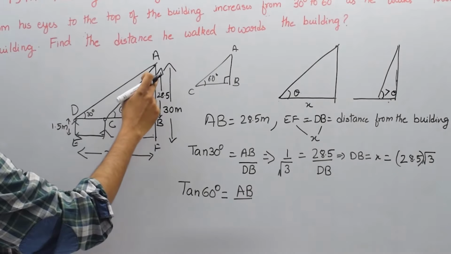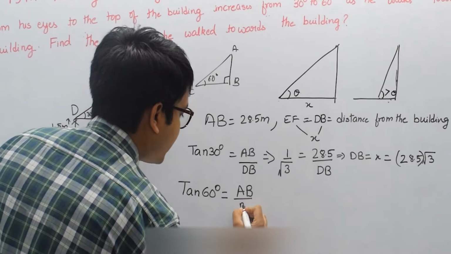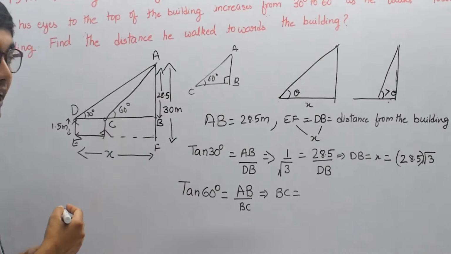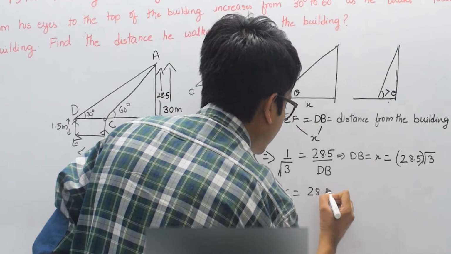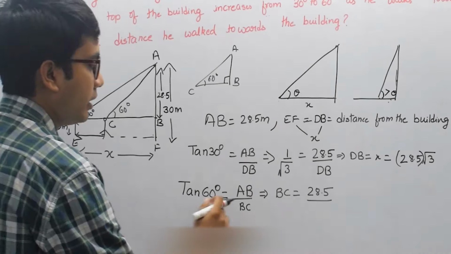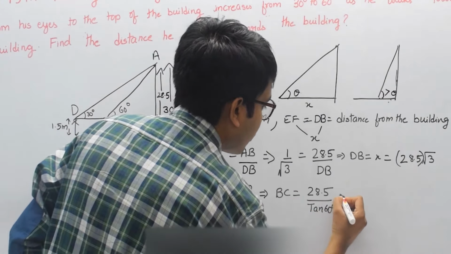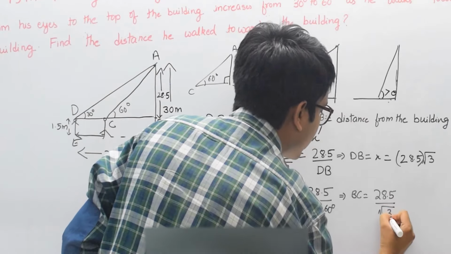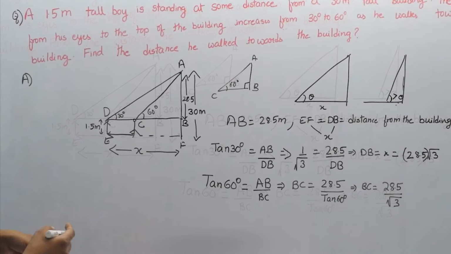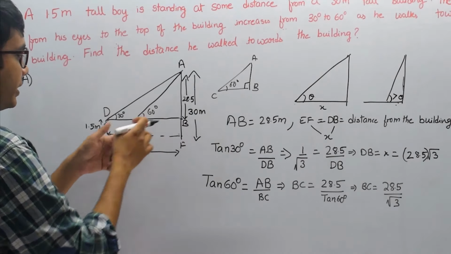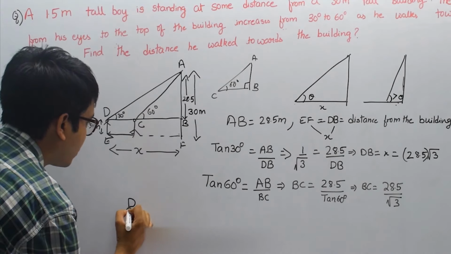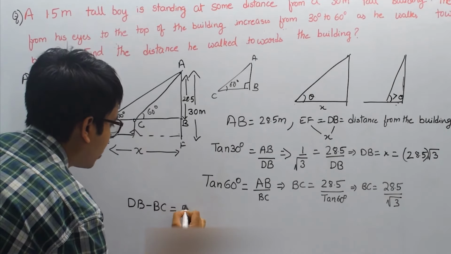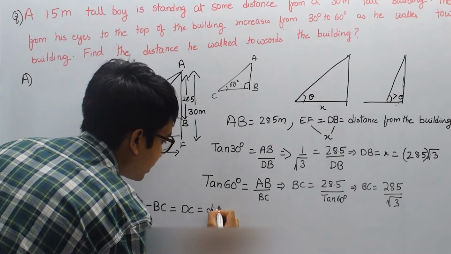So tan 60 degree will be AB by opposite side by adjacent side, BC, which implies BC is equal to, what is AB? 28.5 by tan 60, which implies BC is equal to 28.5 divided by root 3. Tan 60 degrees is root 3. So, if I subtract from X this BC value, that is DB minus BC is equal to DC, distance he walked.